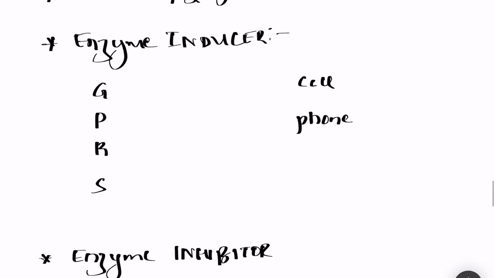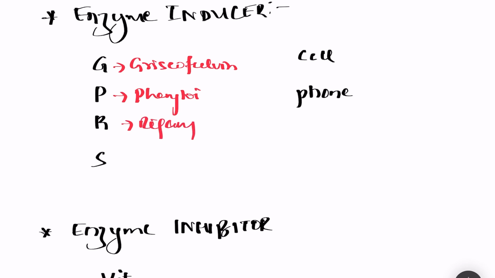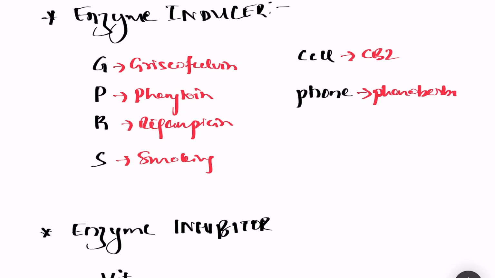So next, coming to the enzyme inducers. Examples for enzyme inducers are, first, griseofulvin. You have phenytoin, you have rifampicin, you have smoking, then you have carbamazepine. Then next is phenobarbital, and also even chronic alcohol intake can induce the enzyme.